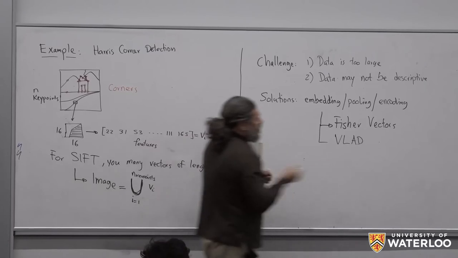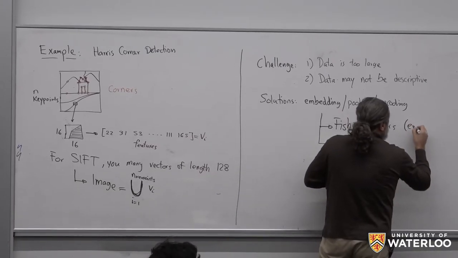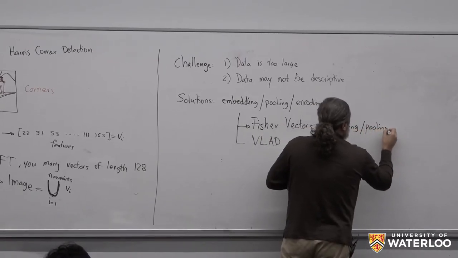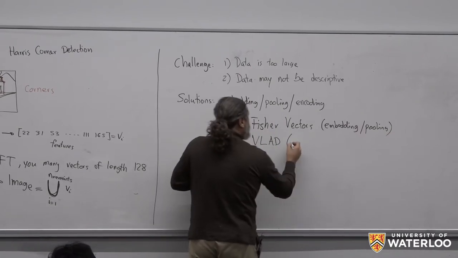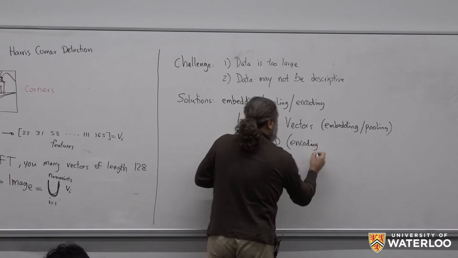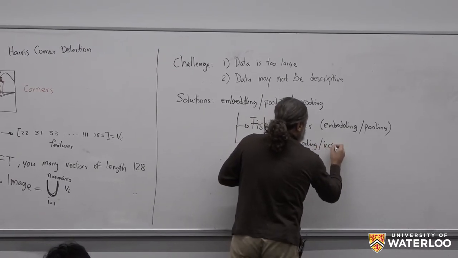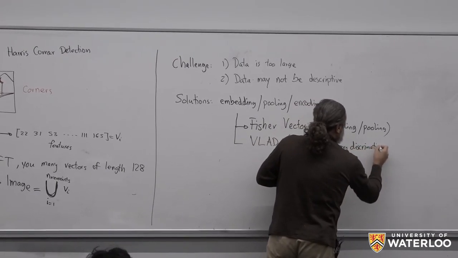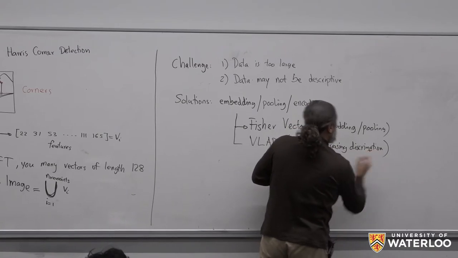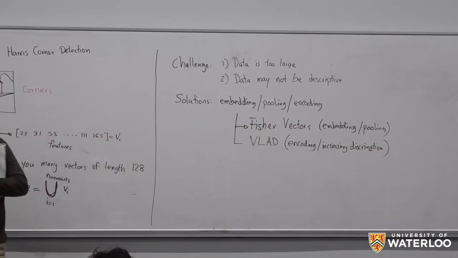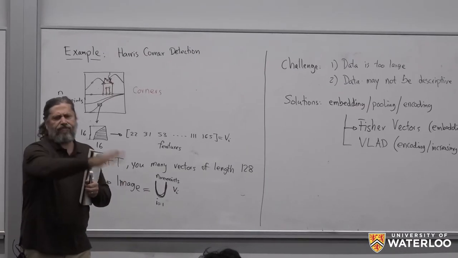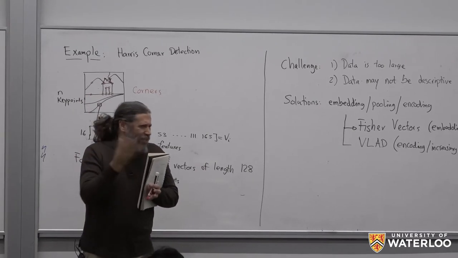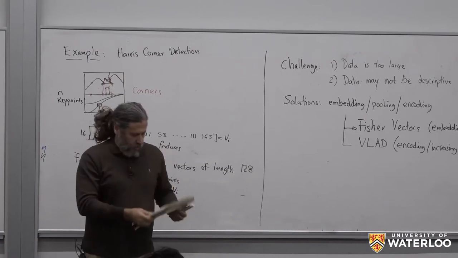So Fisher vector is fundamentally embedding and pooling. So VLAD is encoding and increasing through that, increasing discrimination. Different things, but one could regard VLAD as a simplification of Fisher vector. So we start with a complex one. Hopefully we get some sense what it does, and then we move to the simple one.